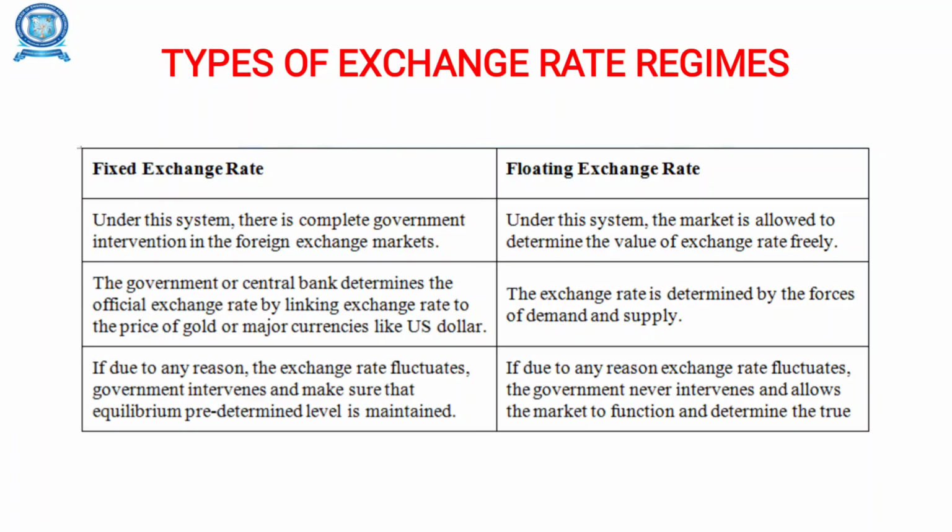Types of exchange rate. First one is fixed, second one is floating. So under fixed exchange rate, there is complete government intervention in the foreign exchange markets. The government determines the official exchange rate by linking exchange rate to the price of gold or major currencies like US dollar. And due to any reason the exchange rate fluctuates, government intervenes and makes sure that equilibrium is maintained.